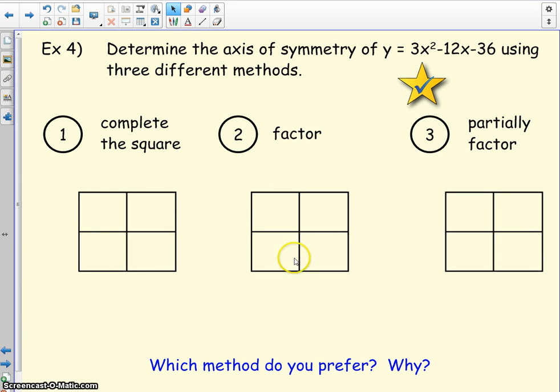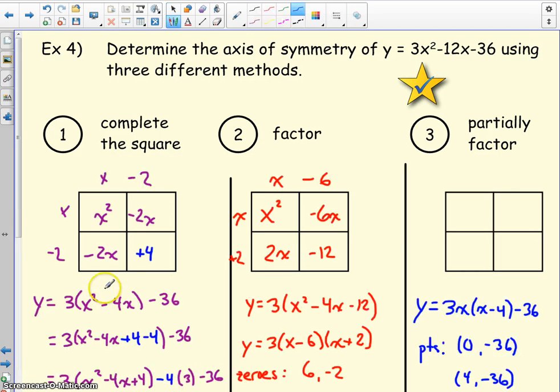So again, take some time to go through this. Try all 3 methods: completing the square, which we learned today, factoring from a couple units ago, and partial factoring from earlier on this unit. See what you can get for the axis of symmetry in each case, and think about which one you think is fastest. Okay, push play when you're ready to go through them together.